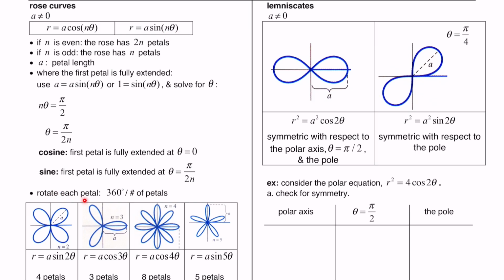Finally, you're going to rotate each petal. Once you get that first petal graphed, then you can rotate each petal, and the way you figure that out is you take 360 degrees and divide by the number of petals, and that will tell you what angle to rotate the next petal to.